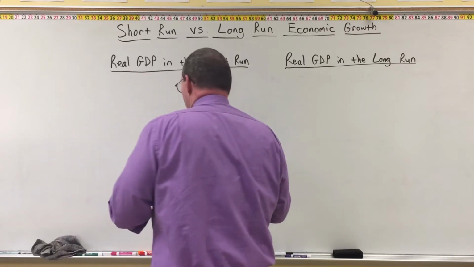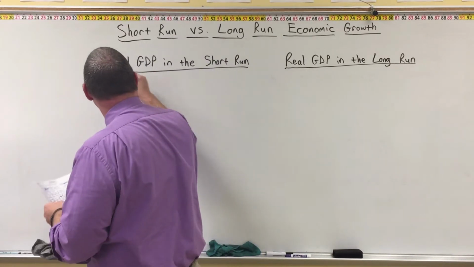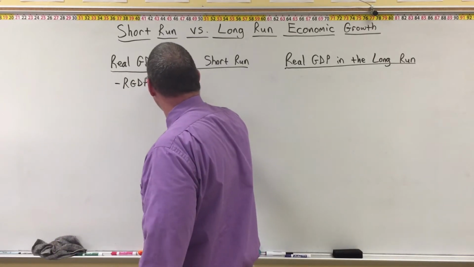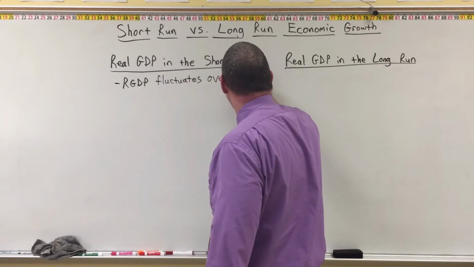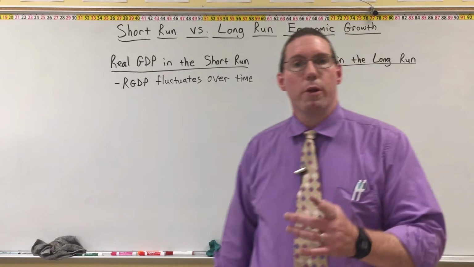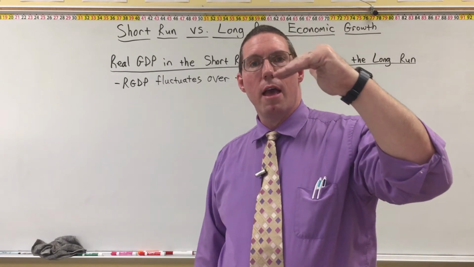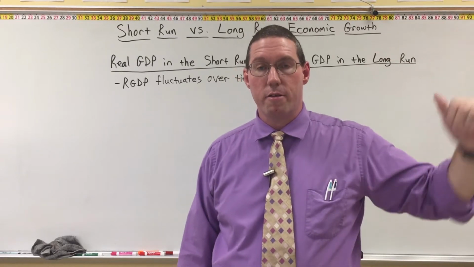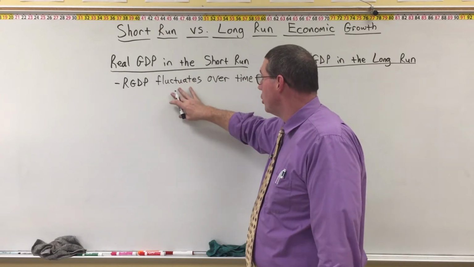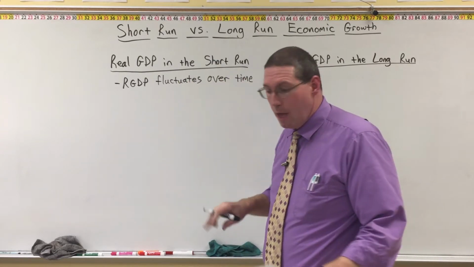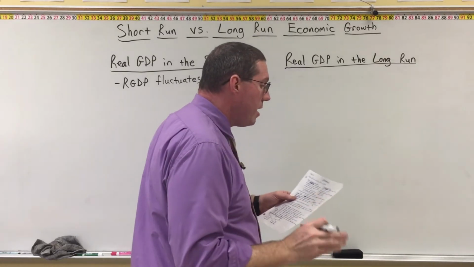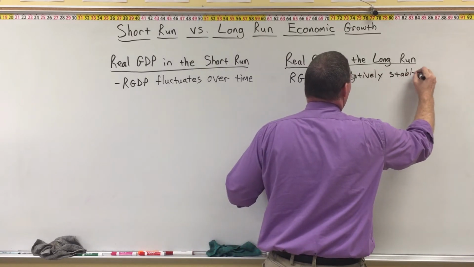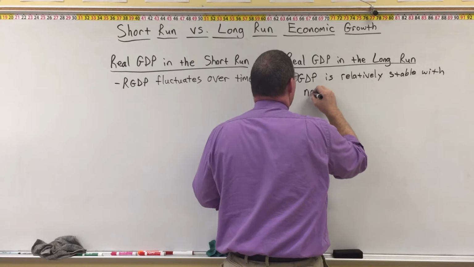Okay? Now, here's one of the first differences: in the short run, real GDP fluctuates over time. What I mean by that is that real GDP will go up, it'll increase, and then it'll decrease, and then it'll increase, and then it'll decrease, and then it'll increase, and it'll decrease. There's lots of fluctuations in real GDP when we look at it in the short run. But in the long run, real GDP is relatively stable, with no fluctuations.